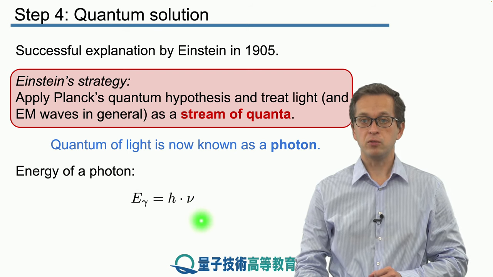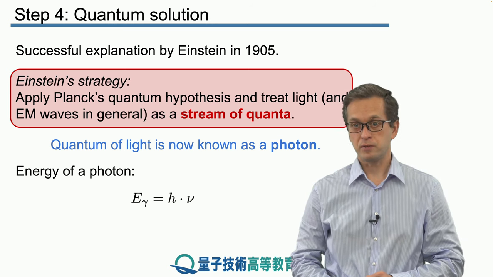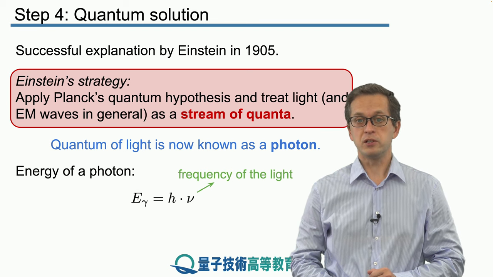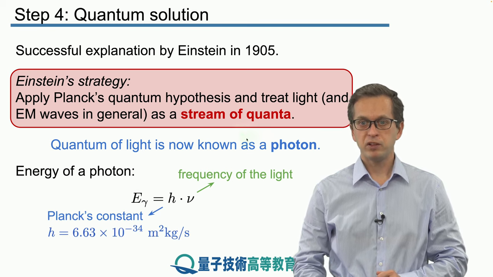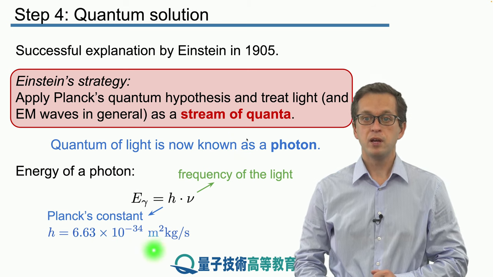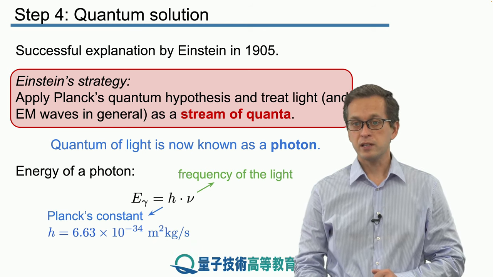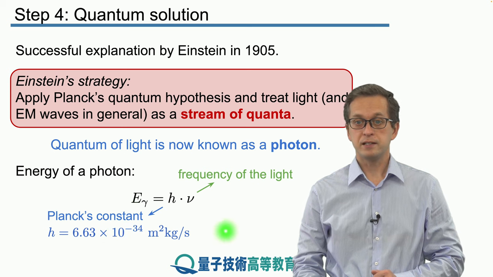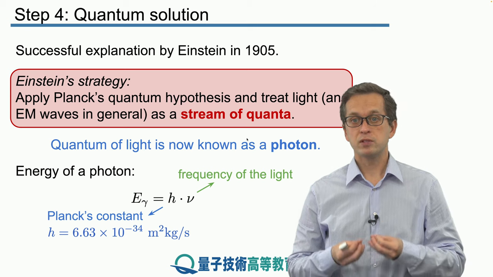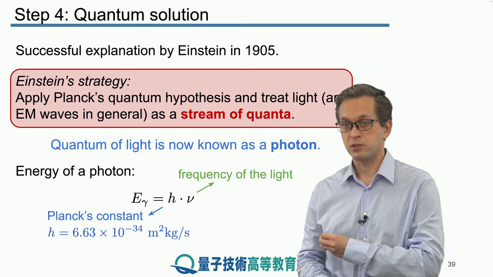h times nu. So it's linearly proportional to nu, which is the frequency of the radiation. And the constant of proportionality, h, is known as Planck's constant. And it's given by this tiny number, 6.63 times 10 to the minus 34 meters squared times kilograms per second. So you can see that one photon has this energy. Two photons will have twice the energy. That is why we say photons are quantized, or light is quantized. They always come in discrete sets of packages.